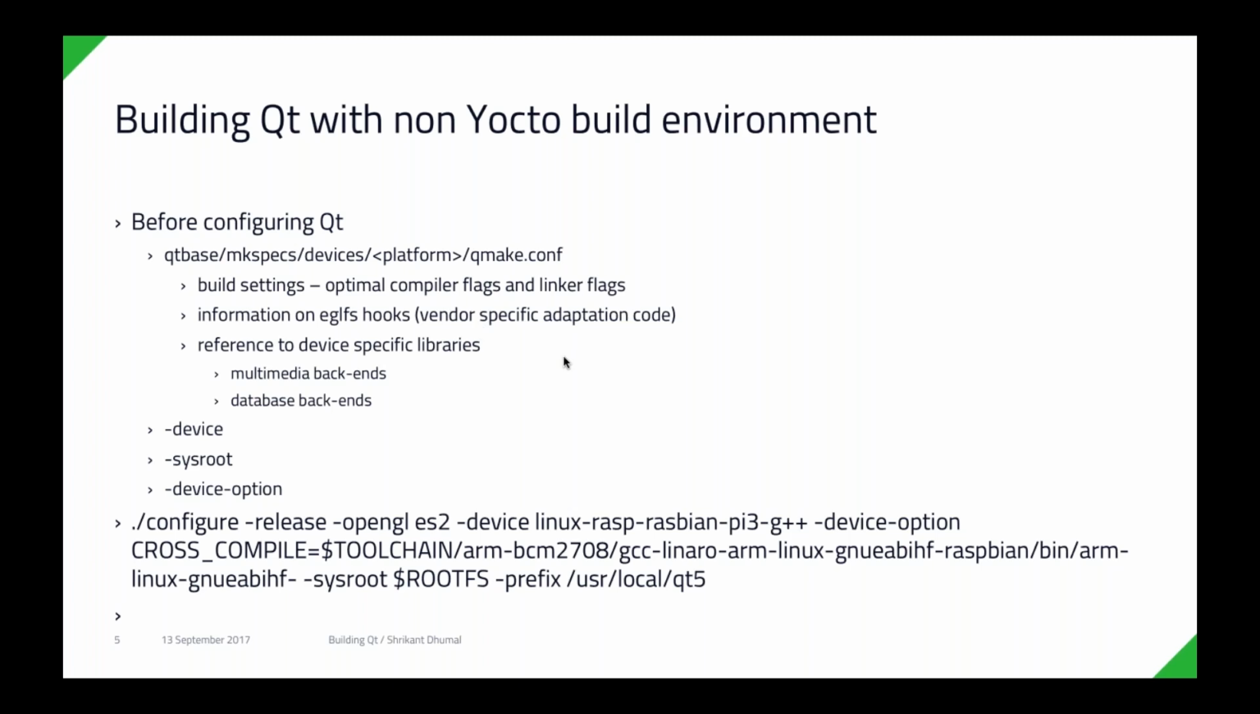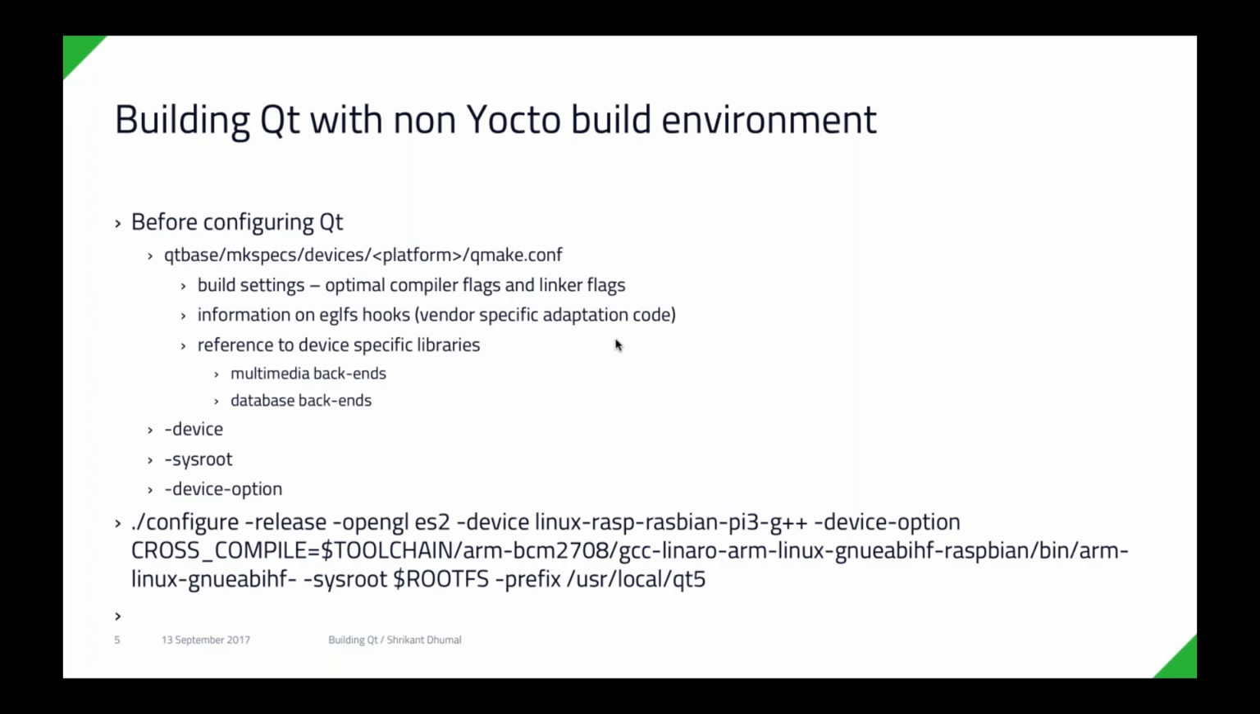So the -device option refers to the location of the qmake.conf file that would be picked for building Qt. The -device option is a variable that you would want to expose and then utilize in the qmake.conf. So you can specify the -device option multiple times. In this example, I'm using a variable cross-compile as an example to specify the prefix of my compiler, but it could be any variable that you want to refer to inside qmake.conf.